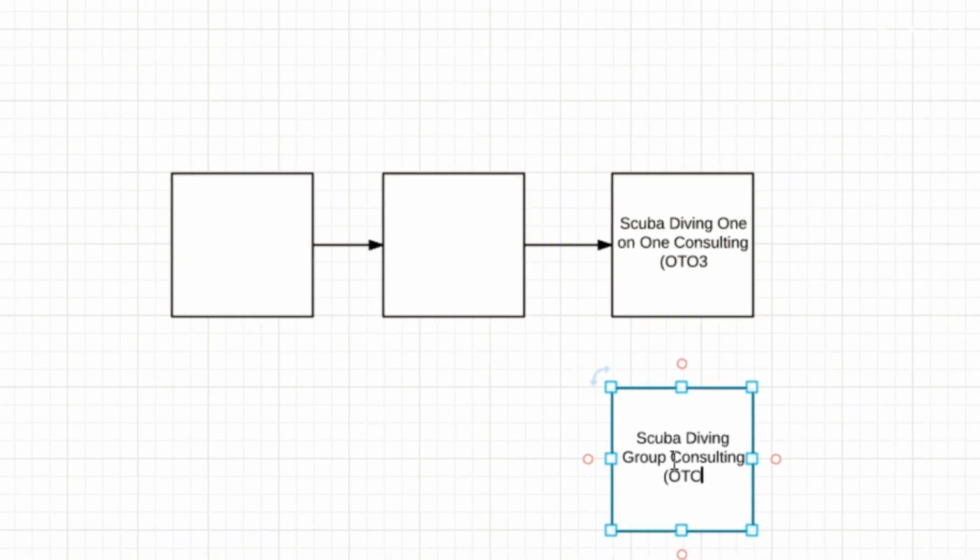And that can be OTO3. We'll call that downsell. So a downsell is basically if somebody says no to this, they are then presented with this, right? So that's basically how it works. Now, how can we best ultimately sell this OTO3 here?